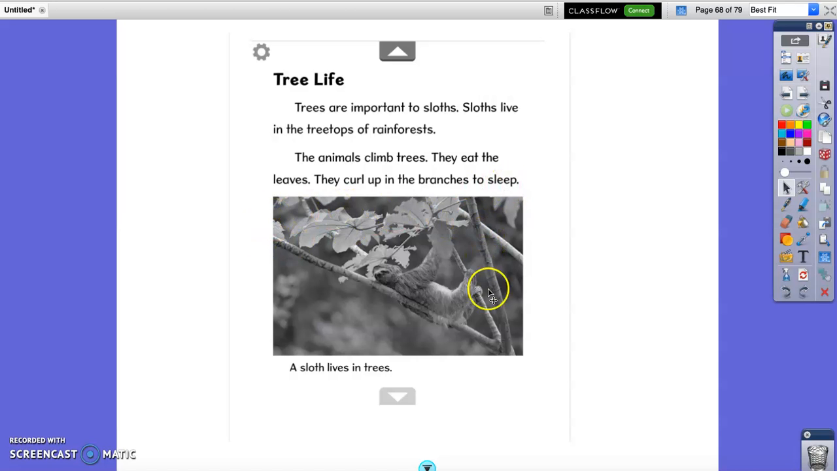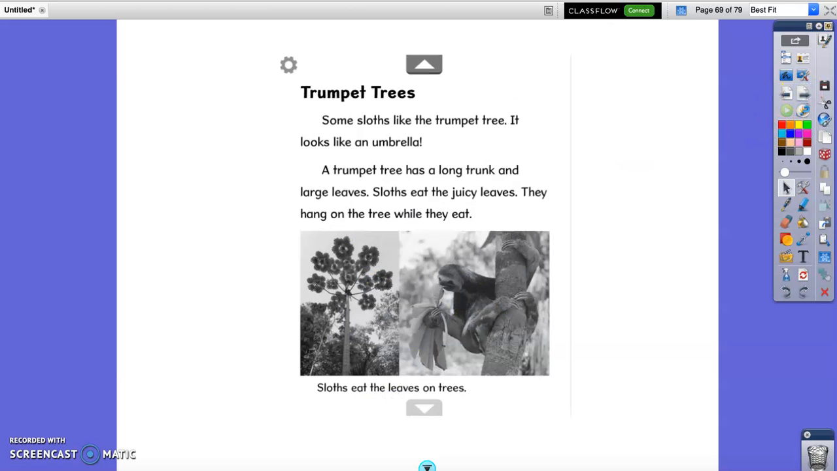And then remember, we have a picture. So underneath the picture, there's going to be a caption telling us what the picture is about. And this says, a sloth lives in trees. And here he is, just chilling out in that tree. Now this part of the story is called trumpet trees. Some sloths like the trumpet tree. It looks like an umbrella.